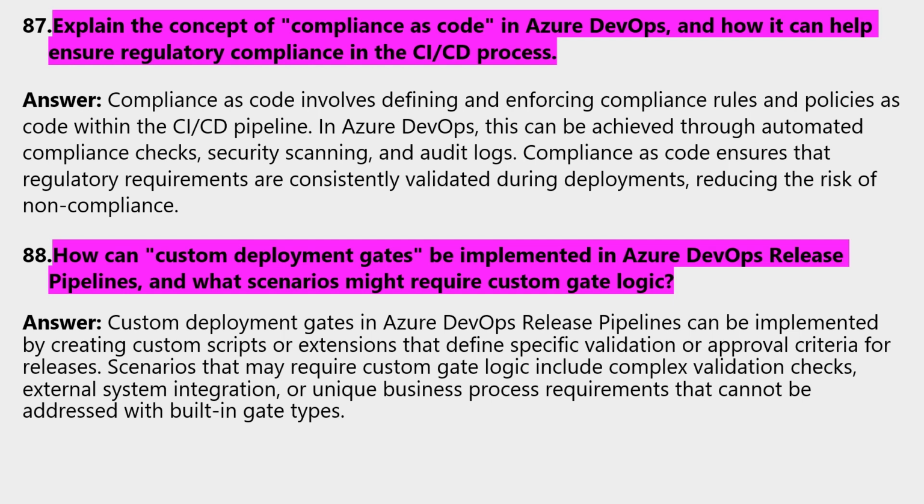How can custom deployment gates be implemented in Azure DevOps release pipelines, and what scenarios might require custom gate logic? Answer: custom deployment gates in Azure DevOps release pipelines can be implemented by creating custom scripts or extensions that define specific validation or approval criteria for releases. Scenarios that may require custom gate logic include complex validation checks, external system integration, or unique business process requirements that cannot be addressed with built-in gate types.